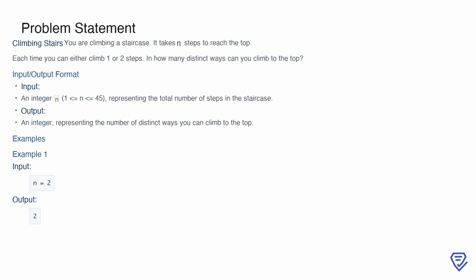If n is 2, the output is 2, because there are two ways to climb to the top, either by taking two one-step moves, or by taking one two-step move. Now let's explore more examples to build on this idea.